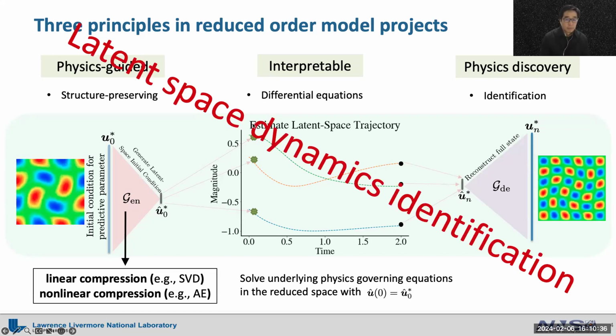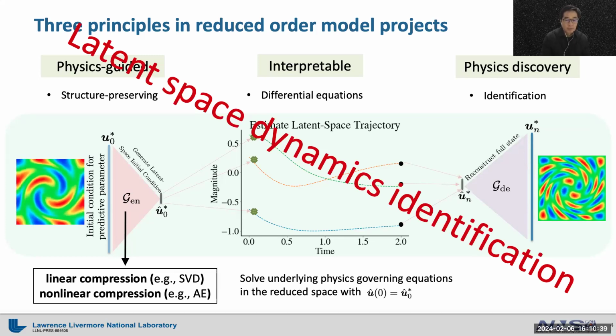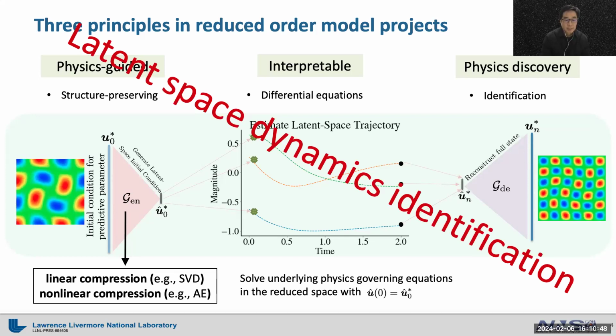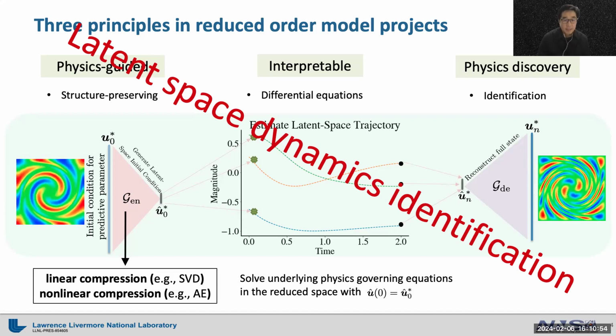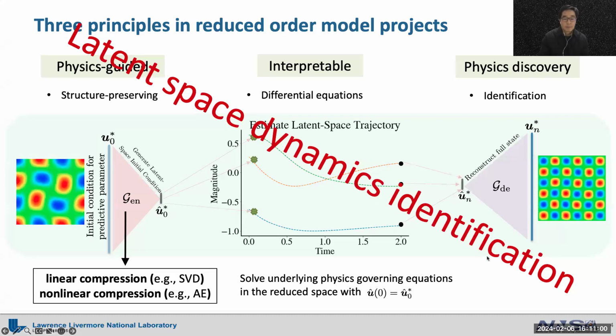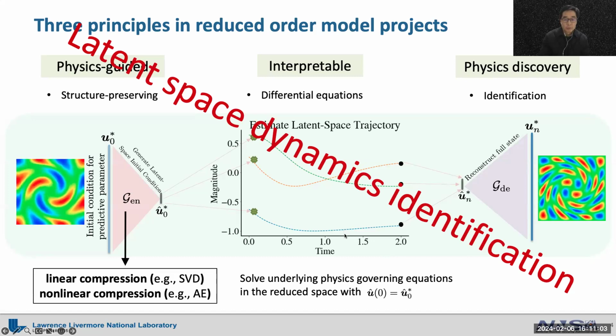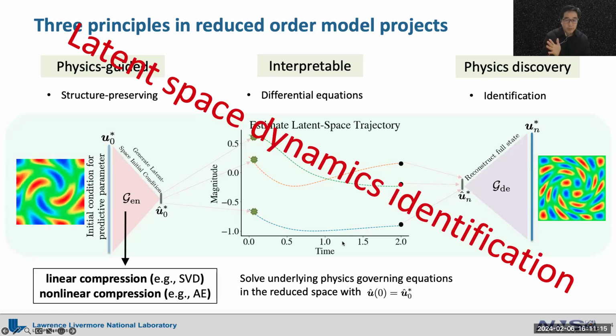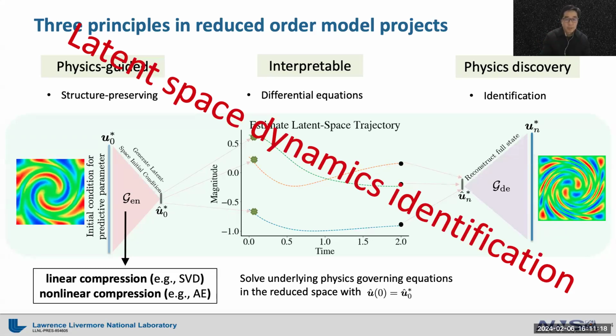And when I talk about this algorithm and introduce many different algorithms in this talk, I'm going back to the phrase latent space dynamics identification, in short, LASDI. We chose the word identification just to emphasize the focus. We are going to apply all kinds of techniques to identify the differential equations for the latent space trajectory. And those Galerkin projection or Petrov-Galerkin projection based reduced models fall into this category as well.